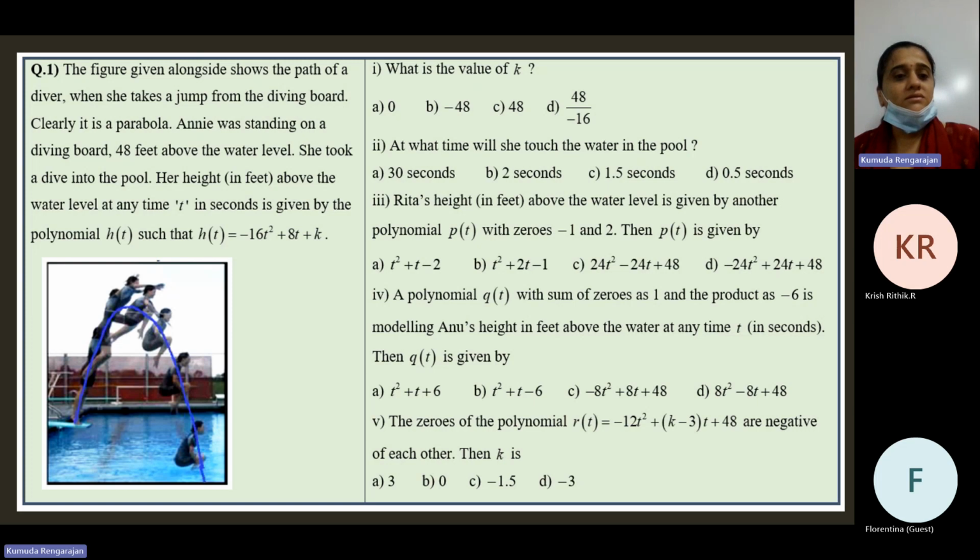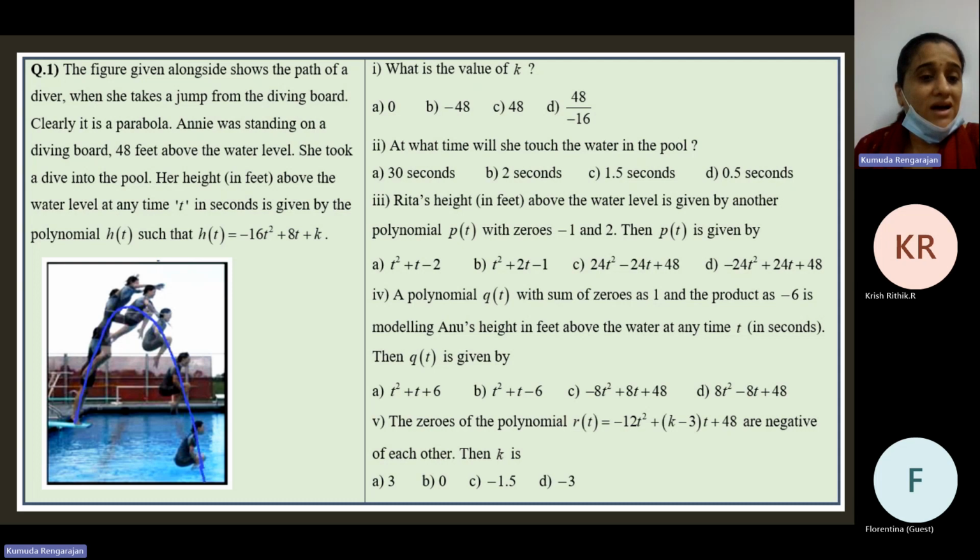The height of the diving board from the surface of the water is 48 feet. Okay, so she took a dive into the pool. Her height in feet above the water level at any time t in seconds. The variable t represents the time in seconds, not in minutes or hours, in seconds.